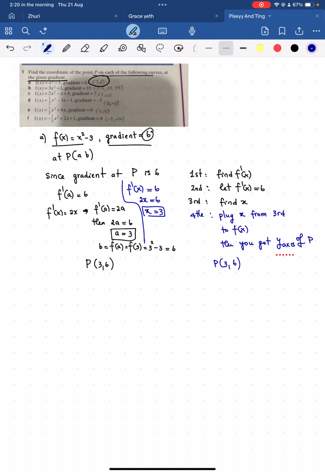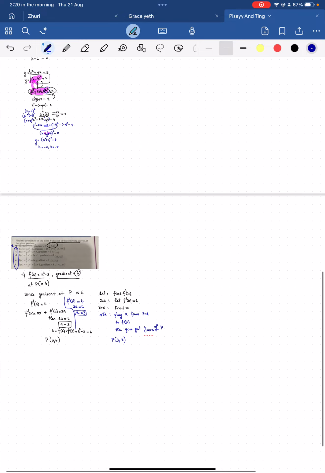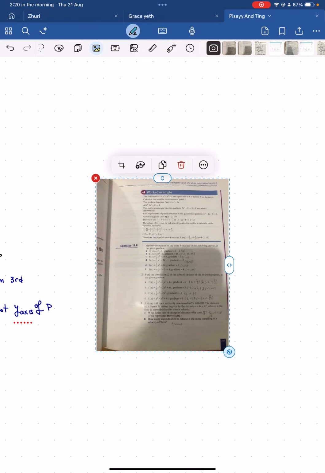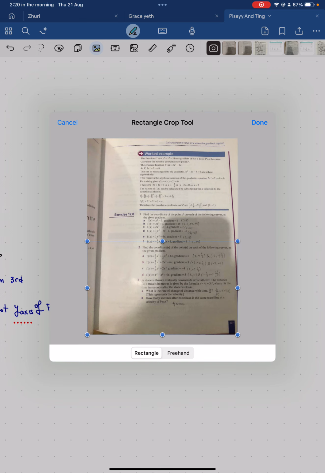That's it. Thank you for watching. I gave you one as this, and I think you can solve b to f. They're the same like the sample. Okay, so for and another is for what? For number 2.